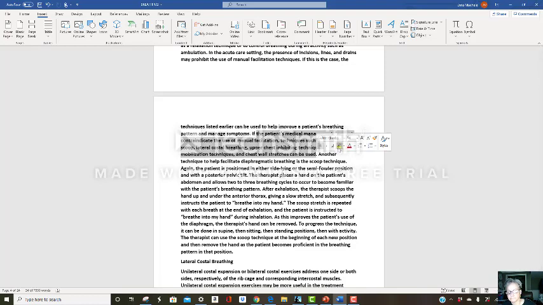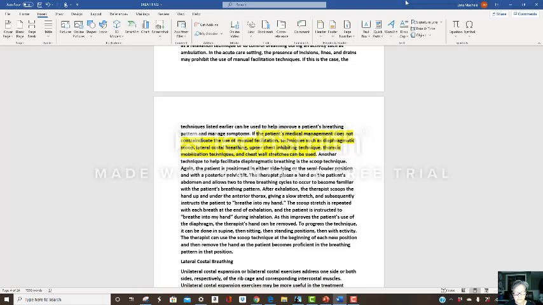Again, the patient is positioned in either side-lying or the semi-Fowler position and with a posterior pelvic tilt. The therapist places a hand on the patient's abdomen and allows 2 to 3 breathing cycles to occur to become familiar with the patient's breathing pattern. After exhalation, the therapist scoops the hand up and under the anterior thorax, giving a slow stretch, and subsequently instructs the patient to breathe into my hand.